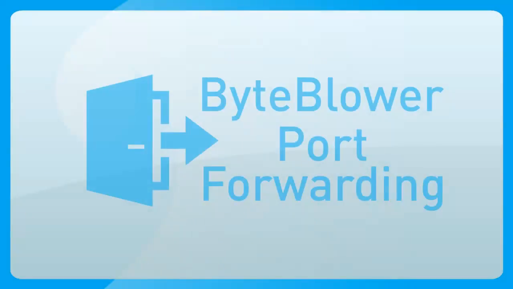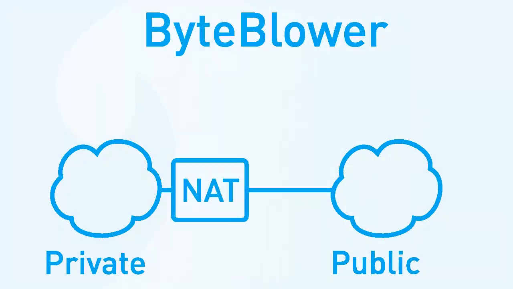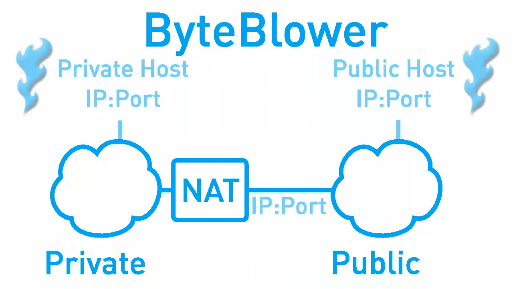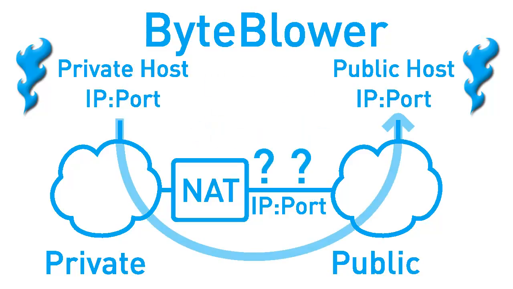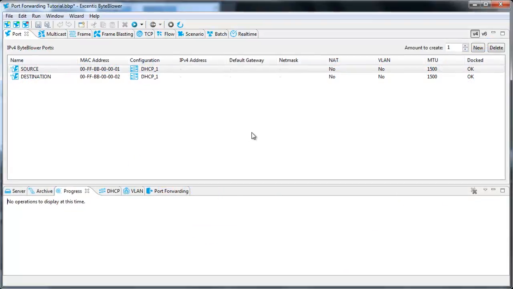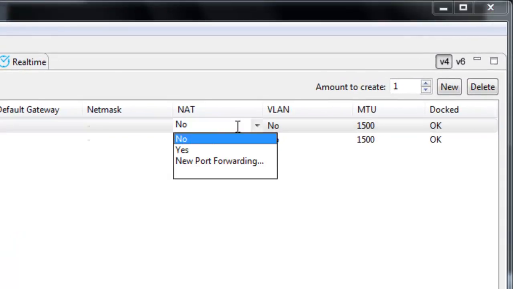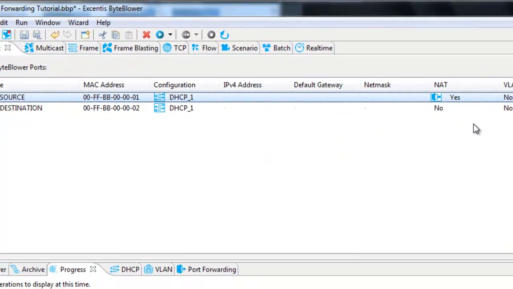Welcome to this new tutorial video. In this video, I will show you how to use the new port forwarding view. For a long time already, the ByteBlower GUI offers the possibility to do testing through a network address translation device, or NAT device. ByteBlower can automatically discover how all used addresses and ports are translated before the actual test traffic is started. You can enable this powerful feature simply by setting NAT to yes on the ByteBlower ports located at the private side of your NAT device.